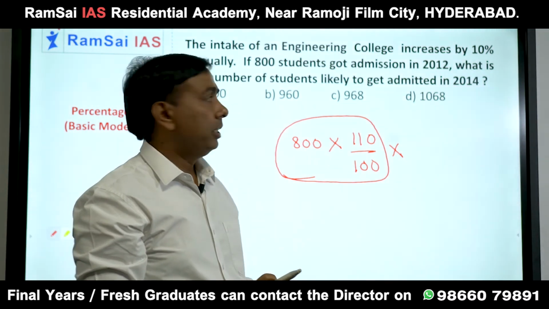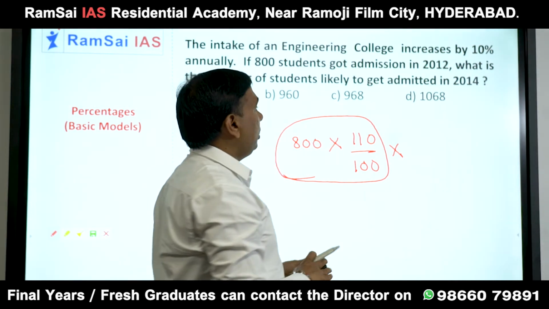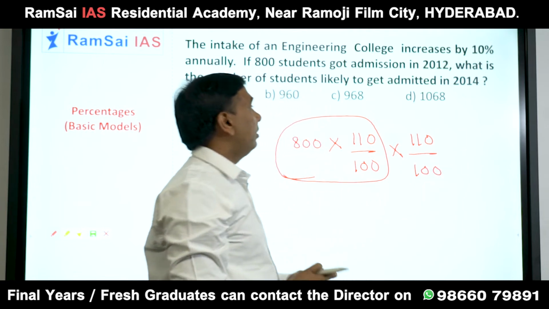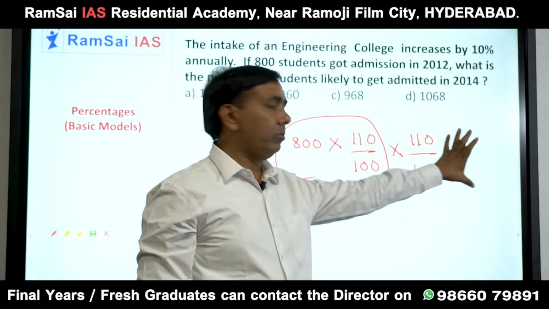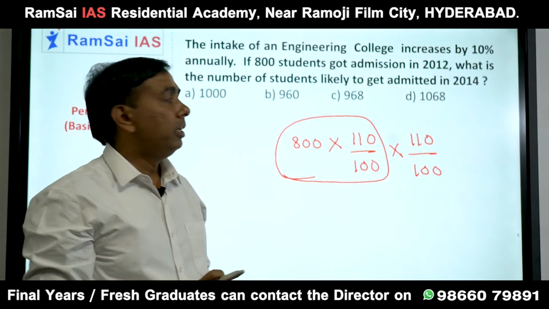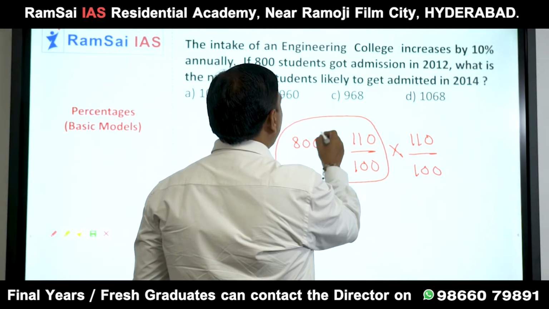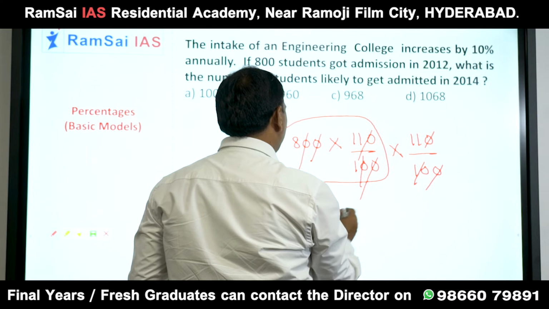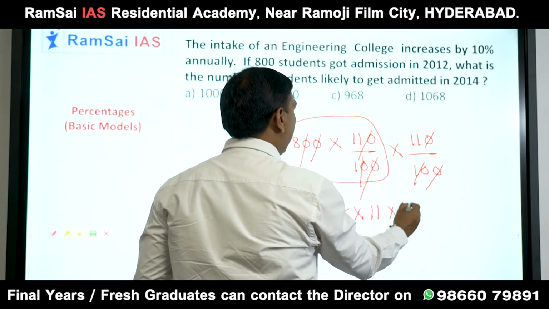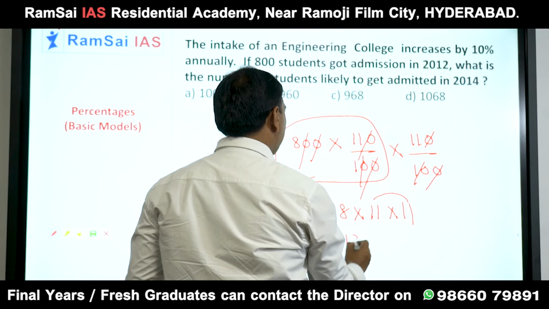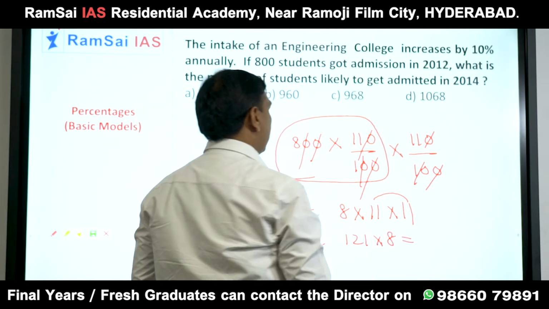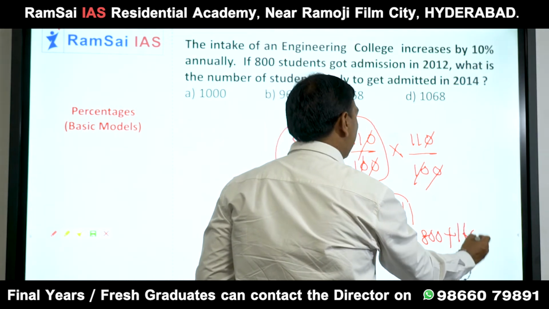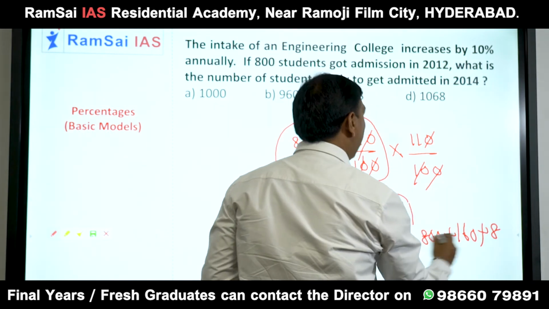We need not find that out. Now, on this, you can have an increment of 10%, meaning 110 by 100. This step definitely gives you the strength in the year 2014, the intake. So 2 zeros get cancelled, 800 into 110 into 110 by 100 into 100. So 8 into 11 into 11. 11 squared is 121. 8 times 121: 8 ones are 8, 8 twos are 16, 8 hundreds are 800. So 968.